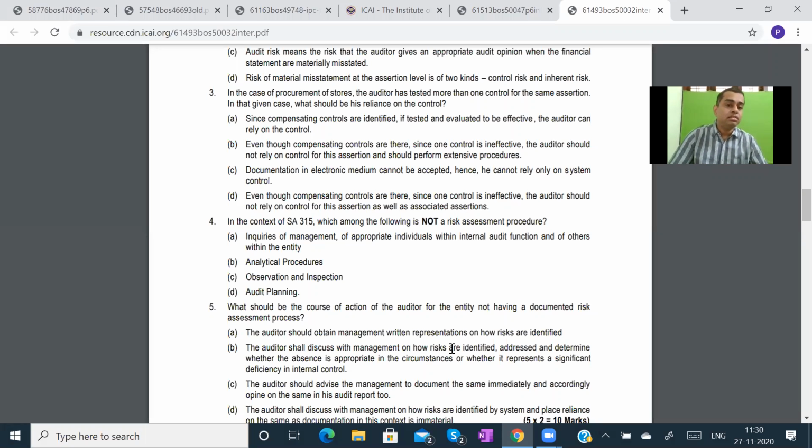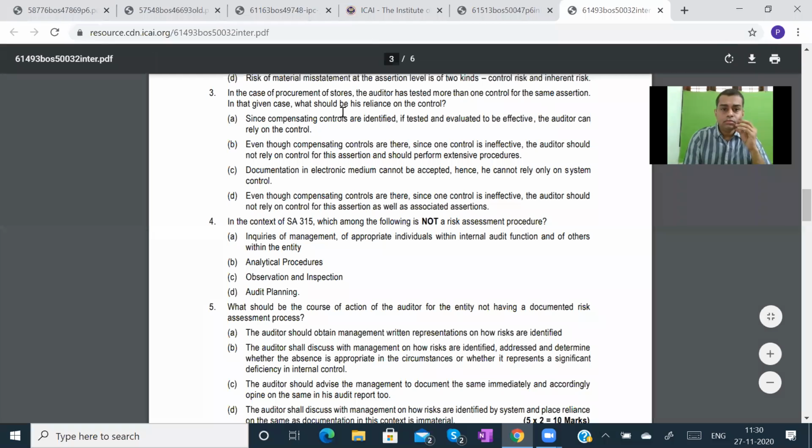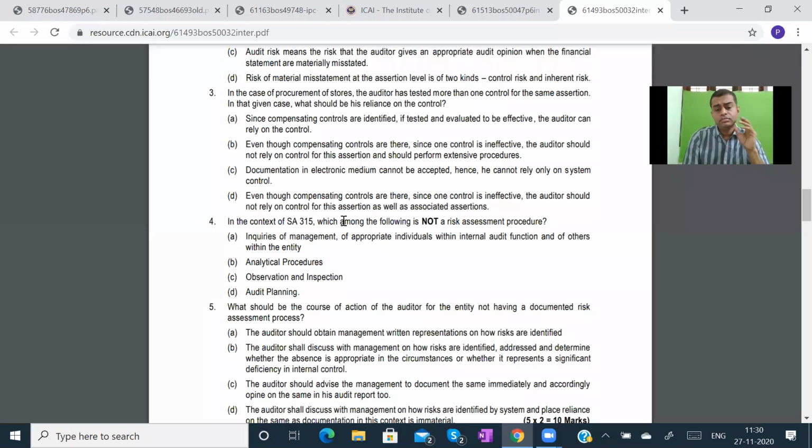Okay, tell me, next question. In the case of procurement of stores, the auditor has tested more than one control for the same assertion. In that given case, what should be his reliance on the control? Option A, since compensating controls are identified, if tested and evaluated to be effective, the auditor can rely on the control. Option B, even though the compensating controls are there, since one control is ineffective, the auditor should not rely on the control for his assertion and should perform extensive procedures.